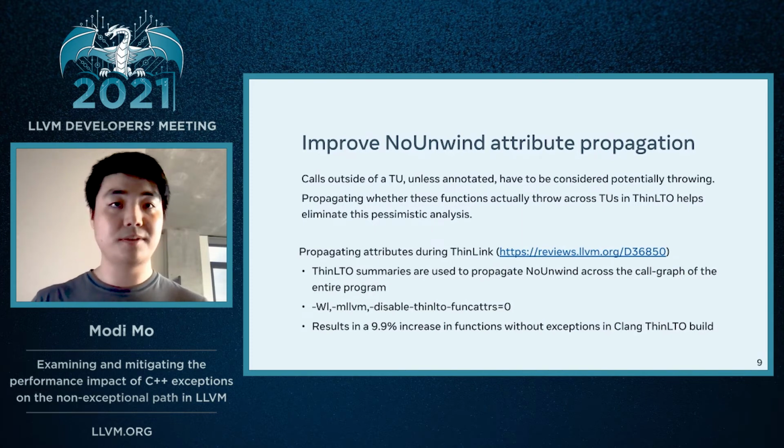The plan is to turn this on by default because this is just general goodness, but we're still testing to make sure that all the correctness and reliability issues are resolved. Doing this results in a 9.9% increase in functions without exceptions in the Clang thinLTO build.